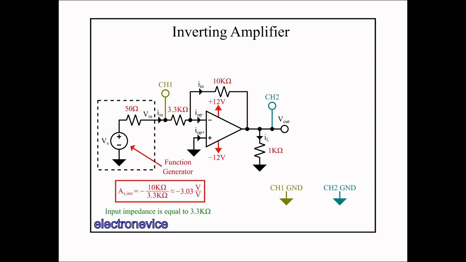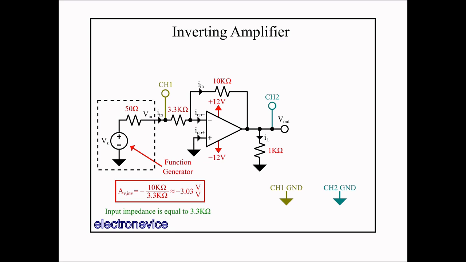I've set it up with the same gain setting resistors as with the non-inverting amplifier configuration, which will produce a gain of about 3.03 volts per volt, which is 1 less than the non-inverting amplifier configuration. Channel 1 of the scope is on the V-in point on the left side of the 3.3K resistor, and channel 2 of the scope is on V-out.